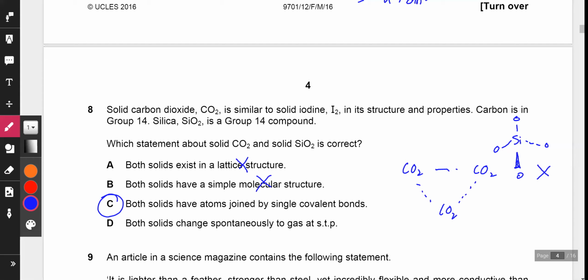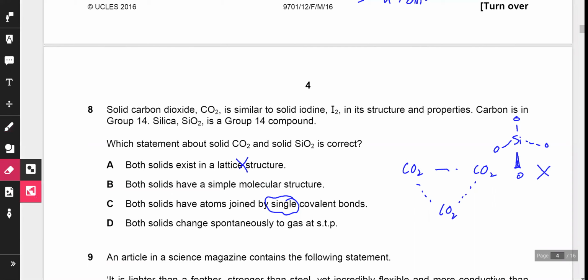Both solids exist in a lattice structure. Achha, he's talking about solid CO2. Okay, this is wrong because of being single covalent bonds. Both solids have simple molecular structure, which is not true. Okay, that's a giant covalent structure.